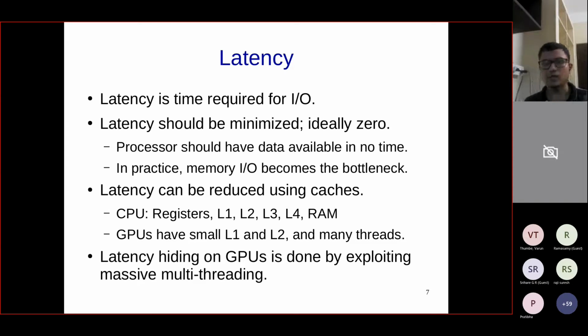Instead, to hide this latency, we exploit something called massive multi-threading on GPU. The latency of accessing the DRAM can be hidden by using massive multi-threading. Let us see what this massive multi-threading is.